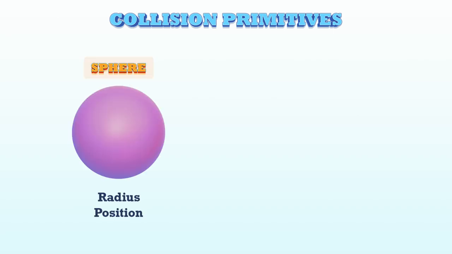Today, we continue our series on collision detection by explaining how to implement the collision of a bounding sphere and a plane, and then a bounding sphere and a polygon. A bounding sphere is defined by a radius, which determines its size, and a position, which determines its location in space.